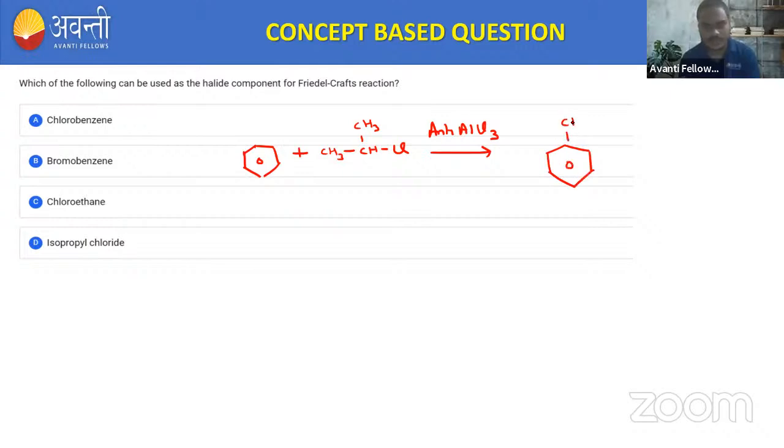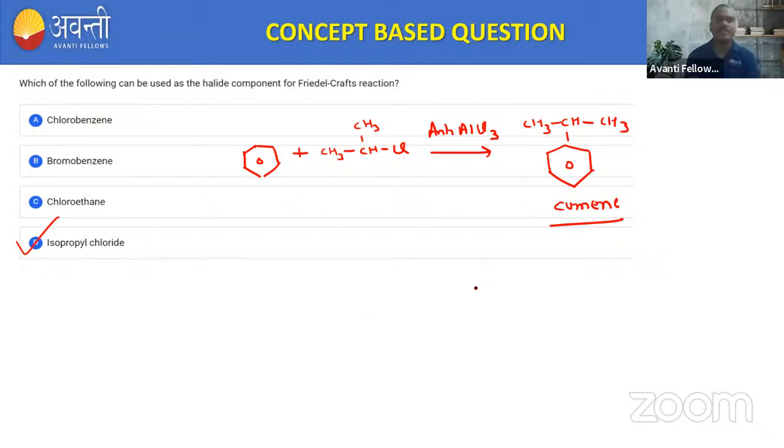So this benzene reacts with this anhydrous AlCl3 to form CH, CH3, CH3, right? That is called cumene. This is also known as cumene. So which is used, beta? That is isopropyl chloride, right? So isopropyl chloride we are using. So in this question, they're asking which of the following can be used as the halide component for the Friedel-Crafts reaction. So we are using this isopropyl chloride, right?